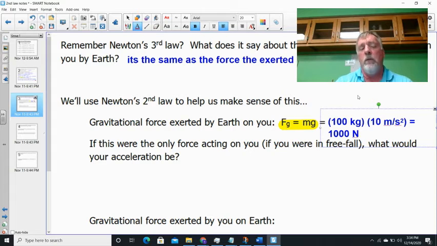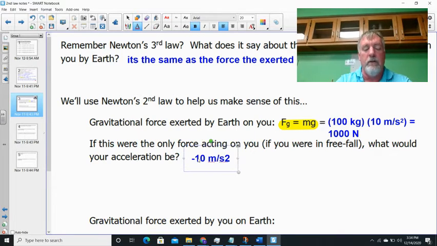Now let's take this a little bit farther. If this was the only force acting on us, that's what we mean by free fall. The only force acting on us is gravity. What would our acceleration be? If you look at our equation, F gravity is equal to mass times gravity. Our acceleration is simply what we put in for gravity. It's simply 10 meters per second squared. Negative 10, let's put that in there, because acceleration due to gravity does have a direction, and it's down, so we typically call down the negative direction.